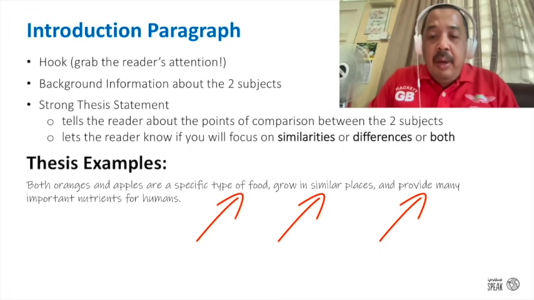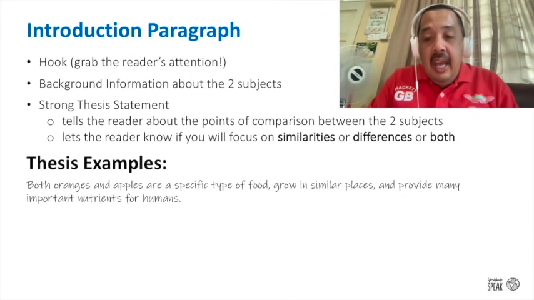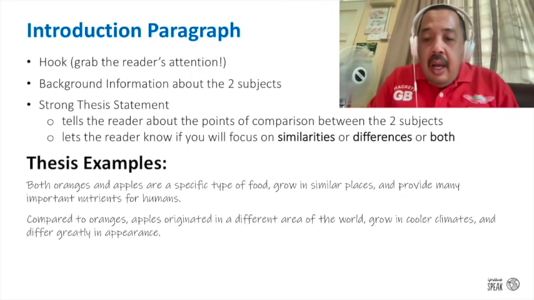I've mentioned 3 points of comparison. So it is that they are a type of food, number one. They grow in similar places. And three, they provide important nutrients. So each of my body paragraphs is going to focus on one specific point of comparison that is mentioned in the thesis. And I will go specifically in that order as well.